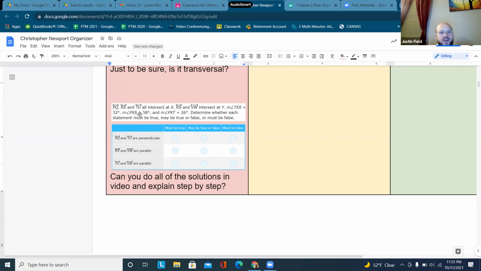PQ, RS, and TU all intersect at X. RS and VW intersect at Y. The measure of angle TXS is equal to 32, and the measure of angle PXS is 58, and the measure of angle PXT is 26. Determine, okay. All right then. Is this really it? We have to draw a picture. So PQ, RS, and TU all intersect at X.